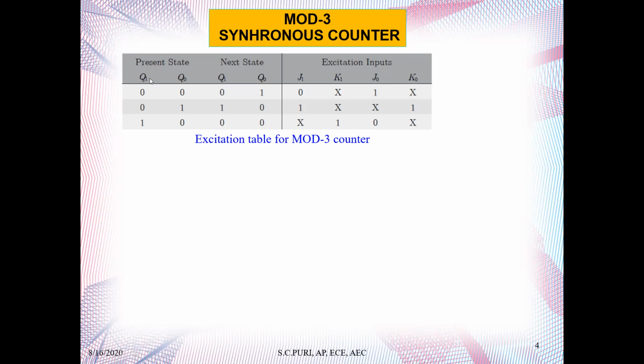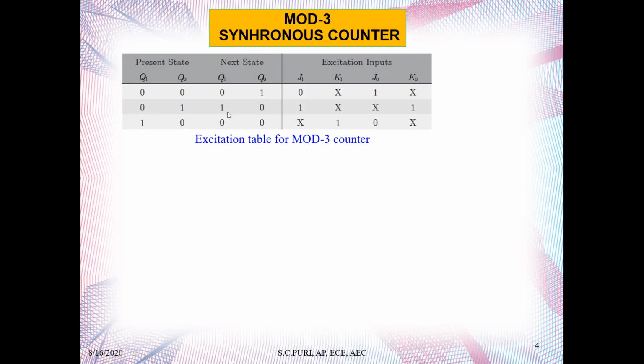You see here, Q1 is 0, and in the next state Q1 is again 0. So the transition is 0 to 0. For a 0 to 0 transition, it will be either no change or reset. That means JK will be either 0 0 or 0 1, that is, 0 and don't care. Similarly, from a 0 to 1 transition, Q1 is 0 here and the next state is 1.